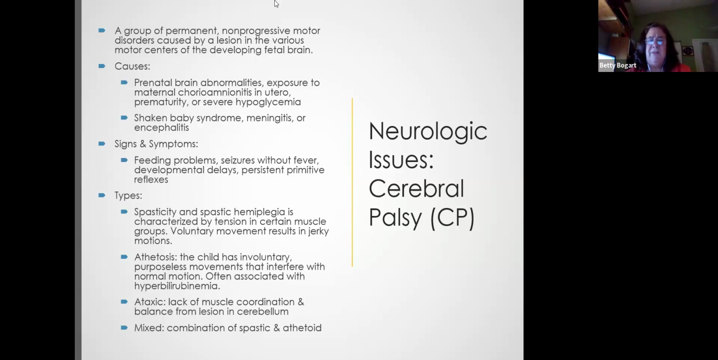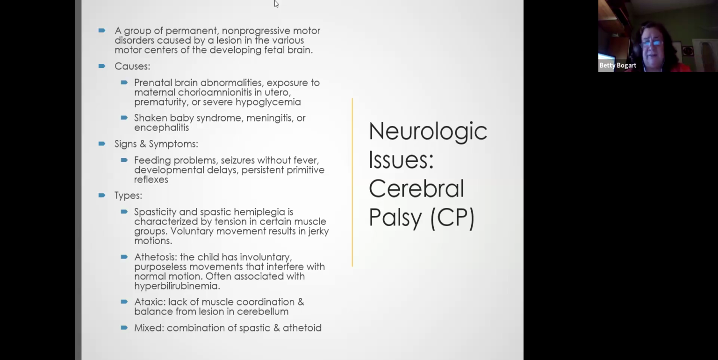So when we think of cerebral palsy, most of us think about spastic cerebral palsy. This is the one where the child just shakes really tight and can't control the stiffness and tenseness of their muscles. It is characterized by tension in certain muscle groups, and there are involuntary movements and jerky movements that occur.